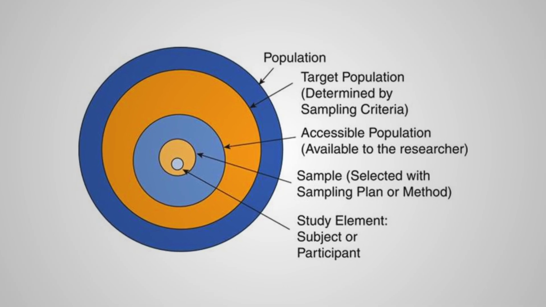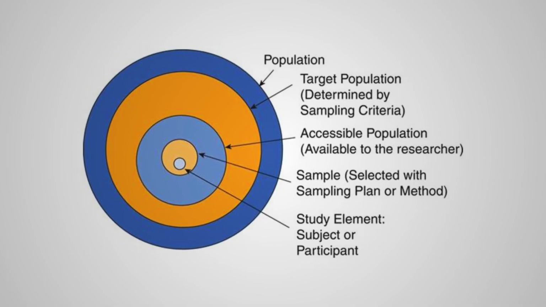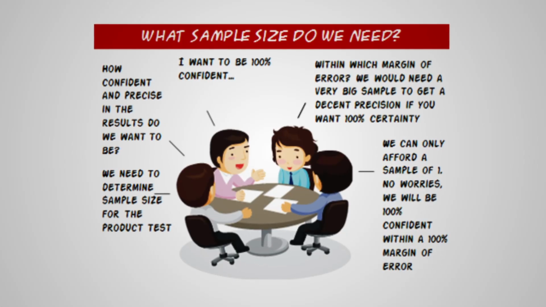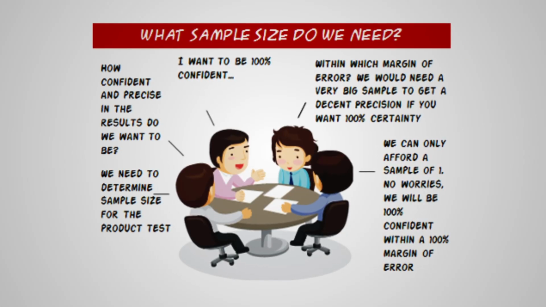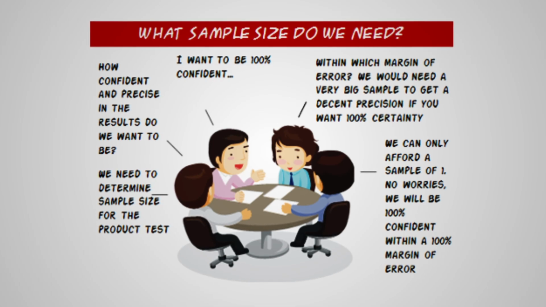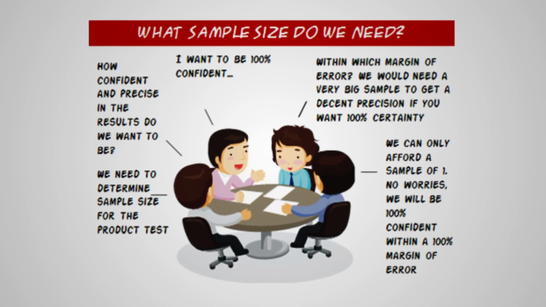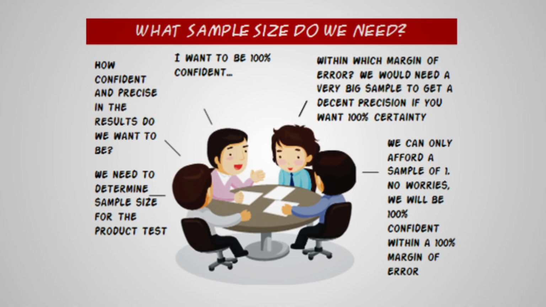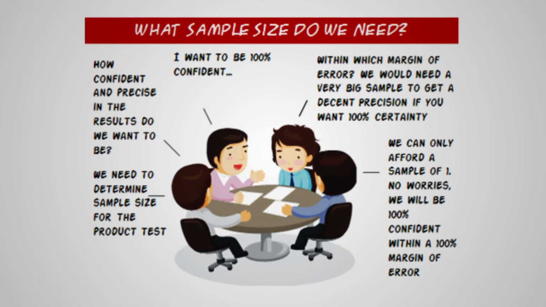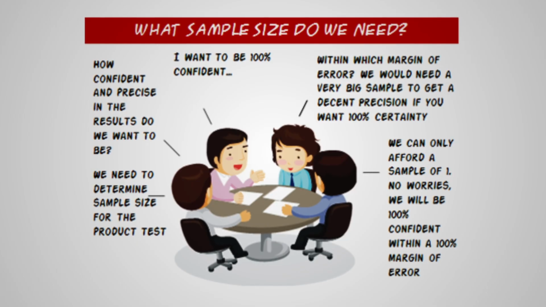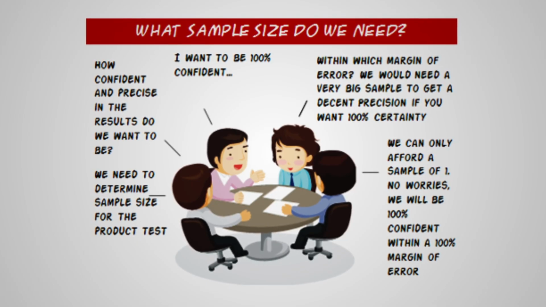So there are certain questions which again come to mind: how confident and precise in the results do we want to be? We need to determine the sample size for the proposed test. And sometimes you are 100% confident, whatever hypothesis you have taken, and you think it could be accepted, but at the end when the respondent reciprocates, it's rejected. So this is a phenomenon which always comes up.